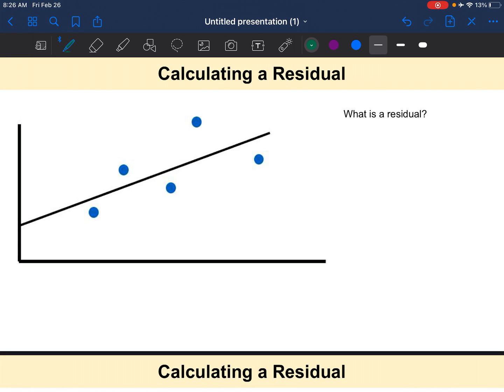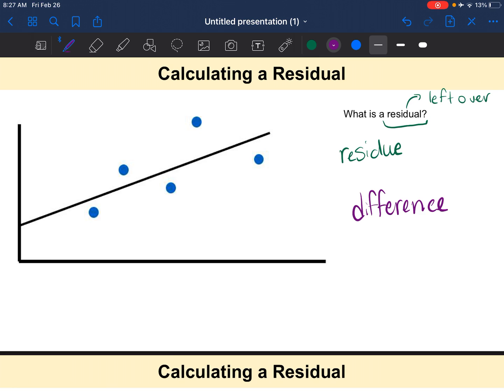What is a residual and how can I calculate it? So in just regular English, residual means a leftover amount. You might be familiar with the word residue, something that is left over, and that word is related. Residue and residual. In statistics, residuals are kind of similar. It means our difference. What is actually left over from our prediction?